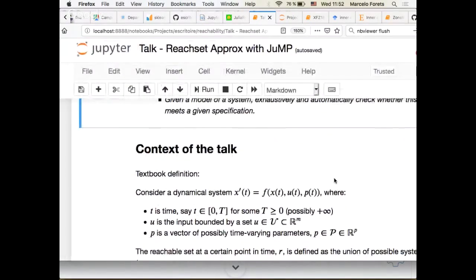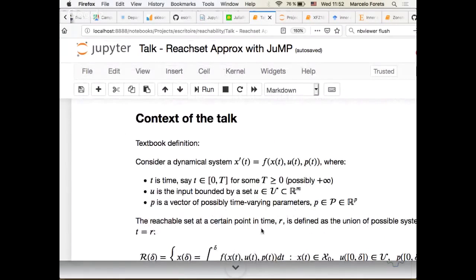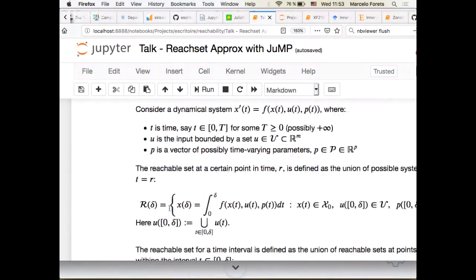To give some mathematical formulation, remember that differential equations are equations where you have a derivative for some state variables and some function f that depends on them, and perhaps on some inputs and some parameter values. What we would like to do is to consider the set of states that are reachable at some time t. So this is the set R of delta for some delta. This is the set that I can reach at time delta. Then I take the union of all these sets in an interval, and this is what I call the flow pipe.